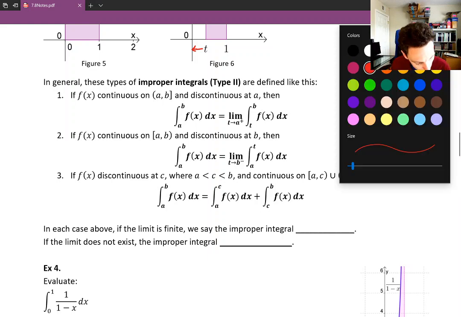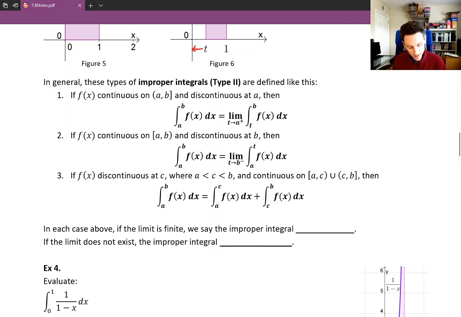So just like the type 1 improper integrals, we would say that if the limit in these cases is finite, we would say that the improper integral converges. And if the limit does not exist, the improper integral diverges.